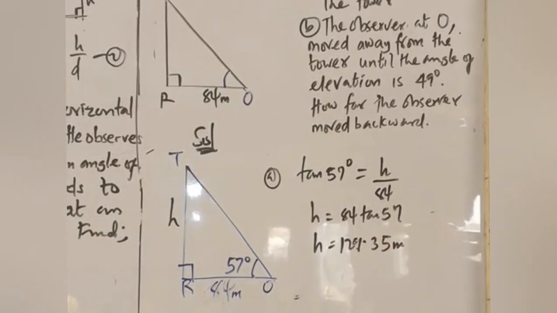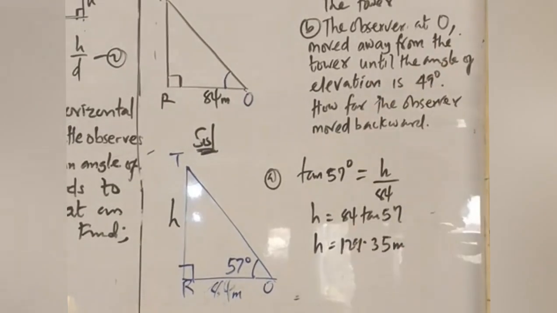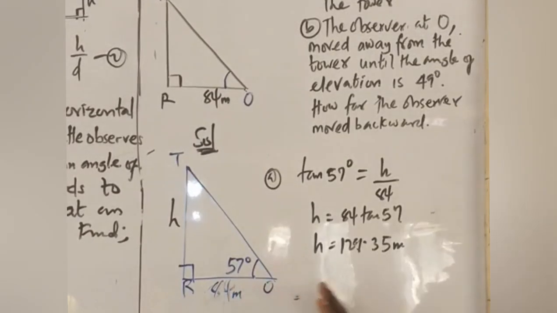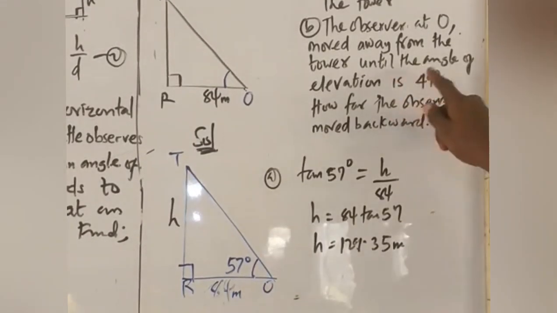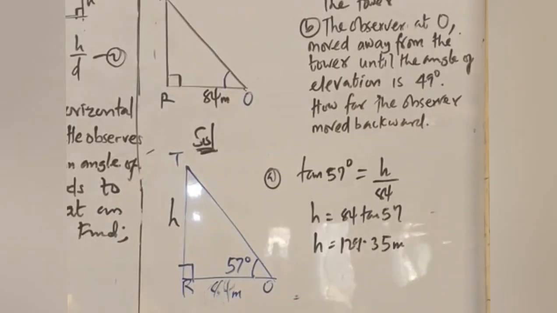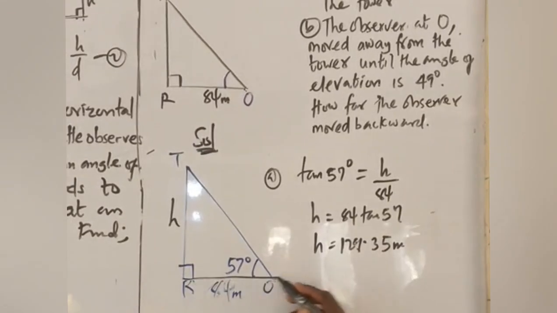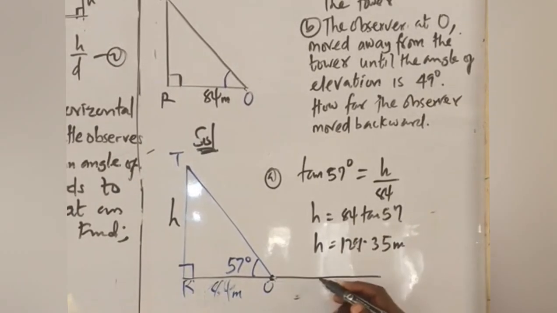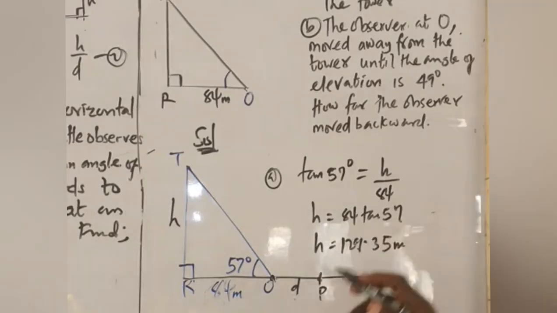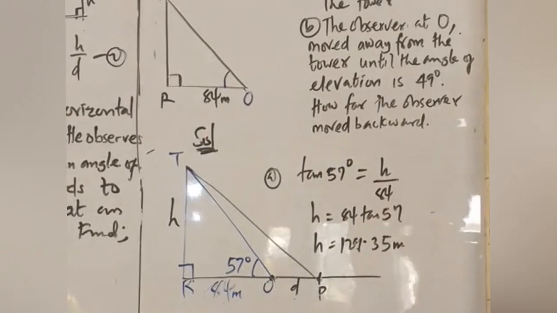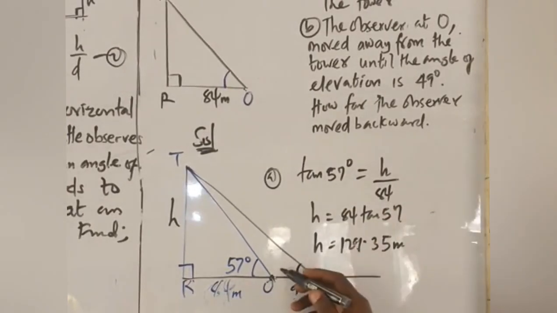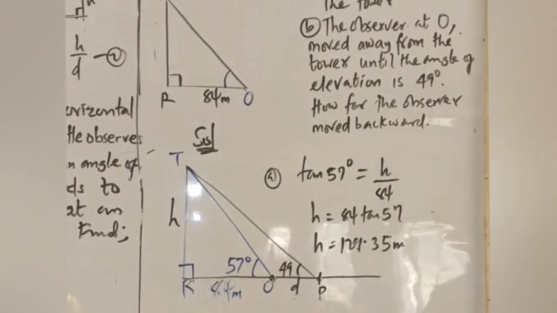The second part: the observer at O moved away from the tower until the angle of elevation is 49. How far did the observer move backward? This is the tower, this is the observer. So let's say this is the horizontal level. The observer moved from this point to this point. Let's call this point P. So he has moved a distance, let's call it D, from here to here. The angle of elevation of the top becomes 49. So how far has he moved?